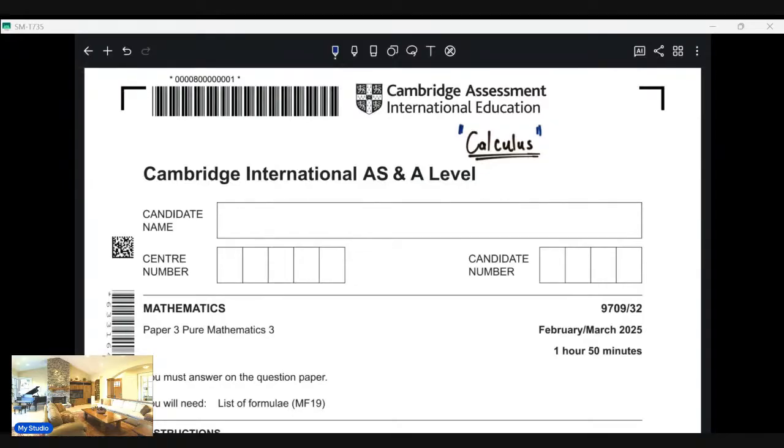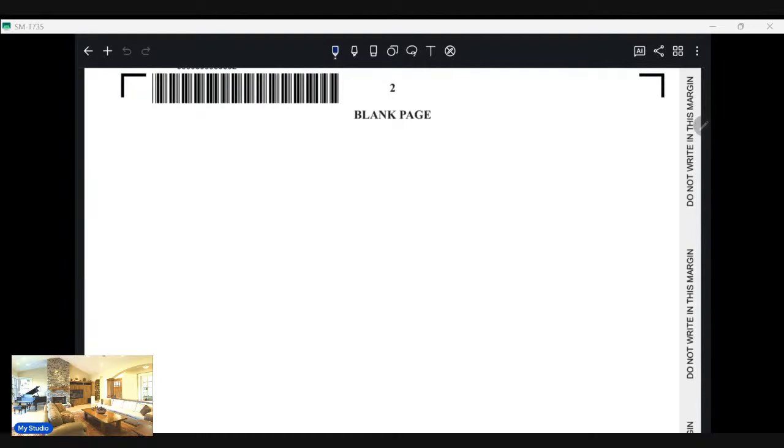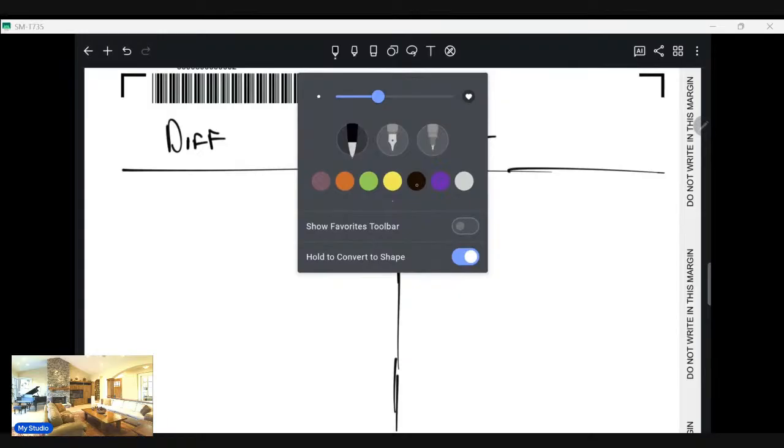So, calculus means differentiation and integration. I want to just remove some misconceptions that you may have, and get it out of the way before we do questions. Remember that the picture is like this. You have differentiation here, and you have integration here.